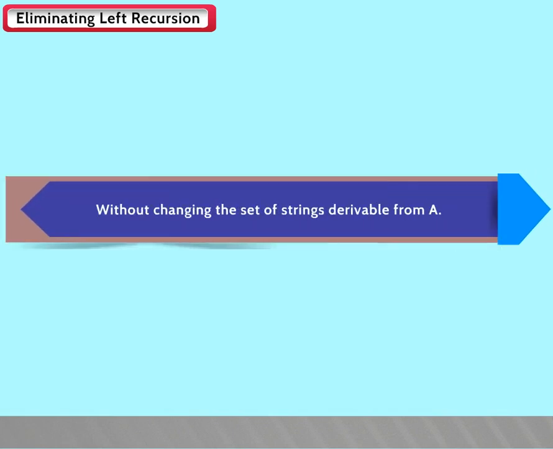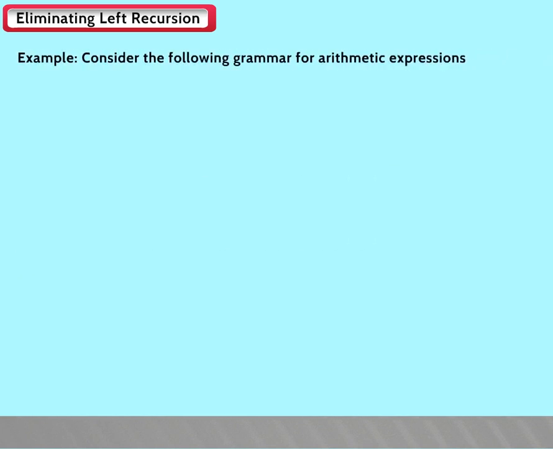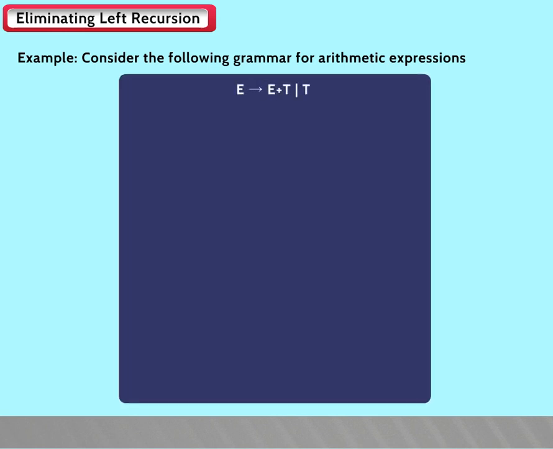Without changing the set of strings derivable from A. Example, consider the following grammar for arithmetic expressions. E provides E plus T, T. T provides T into F, F. F provides E, ID.